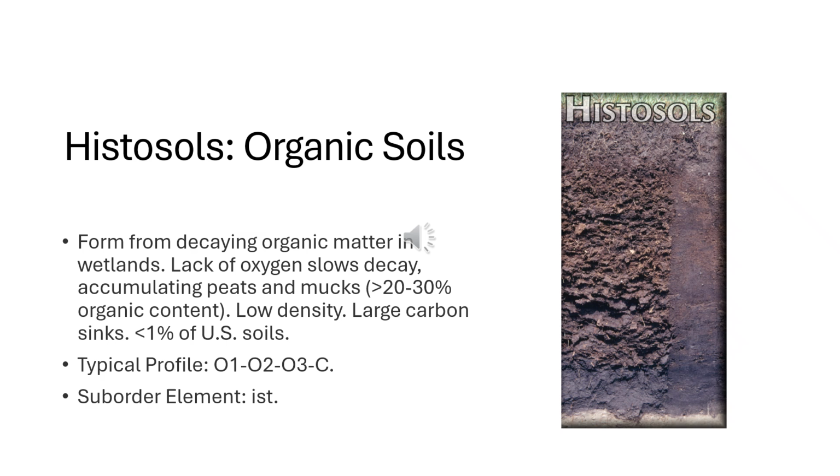Now, while they can be drained for certain crops, they are susceptible to subsidence and even fire when they're dry. Like gelisols, we're going to talk about those. Histosols are crucial large carbon sinks, locking that carbon in the soil. Now, in the United States, there's only about 1% of U.S. soils, and they're usually found in the northern Midwest, and there are some places along the Atlantic and Gulf Coast you can find these.